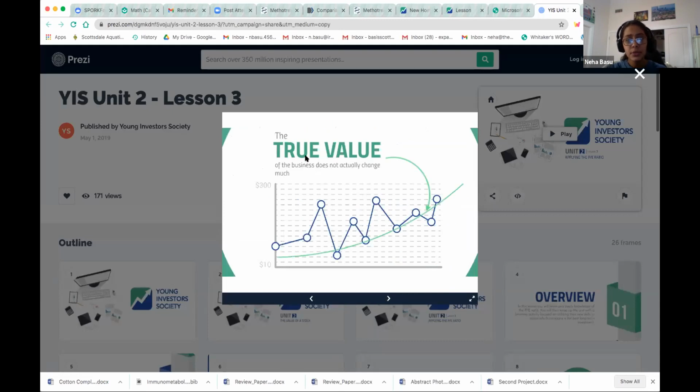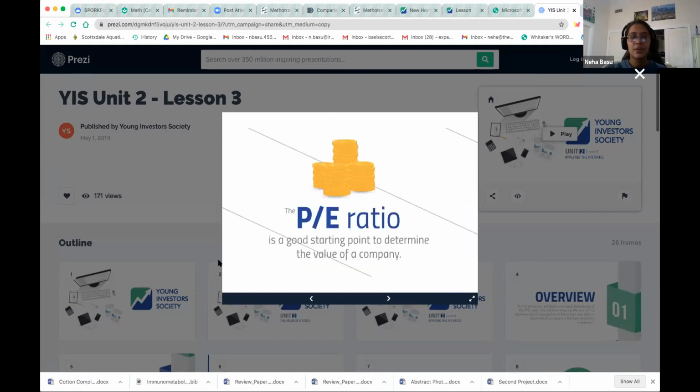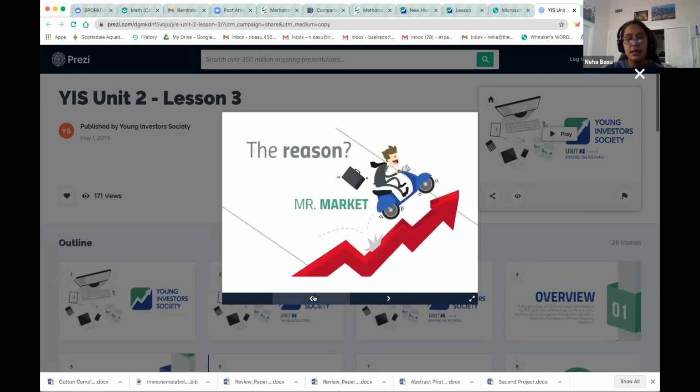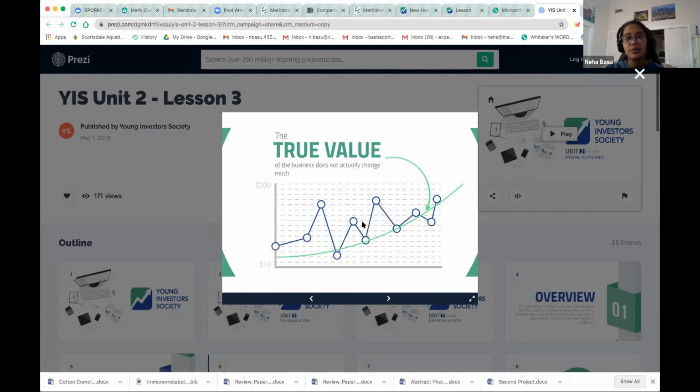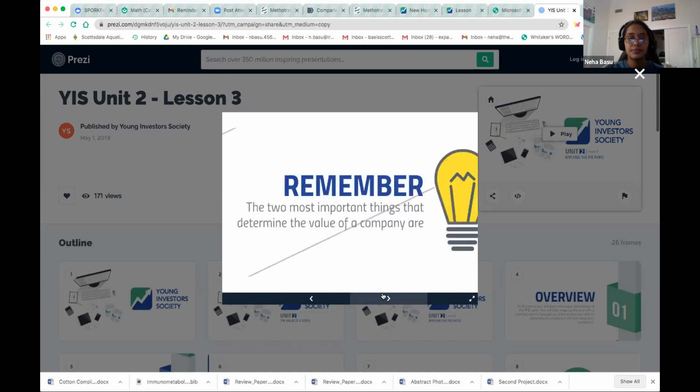So the true value of a business doesn't actually change very much. The reason for all the fluctuations in the price is something called Mr. Market. So the PE ratio is a good starting point to determine the value of a company. As we said here, the true value doesn't actually change, so the PE ratio can help you determine what that true value is.